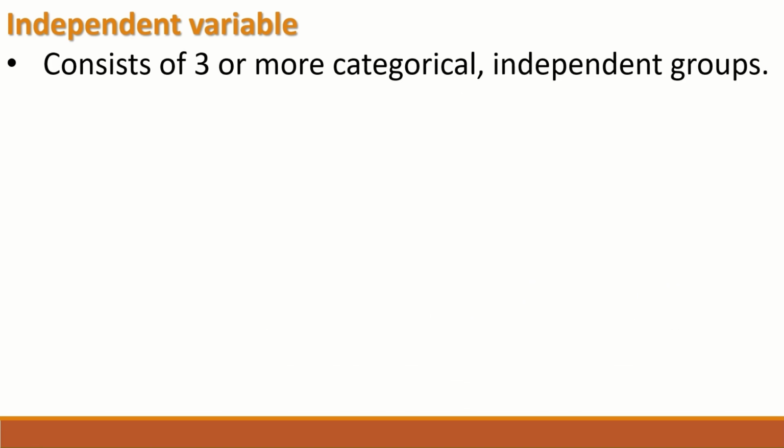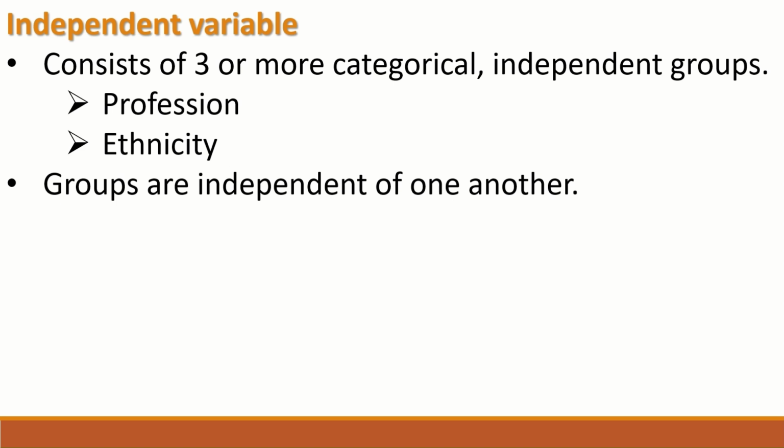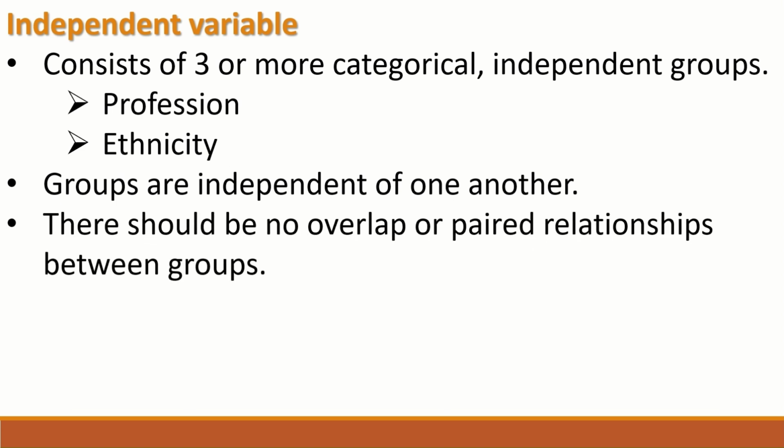The independent variable should consist of 3 or more categorical, unmatched, unpaired, independent groups. An example is profession, in which the data can be sorted into groups such as doctors, dentists, scientists, pharmacists, and so on. Ethnicity, in which there are white people, black people, Asian, and others. Groups are independent of one another. There should be no overlap or paired relationship between those groups, so they are unpaired groups.